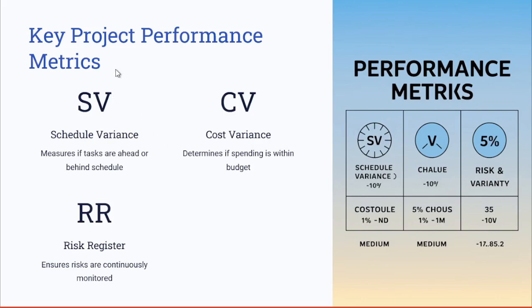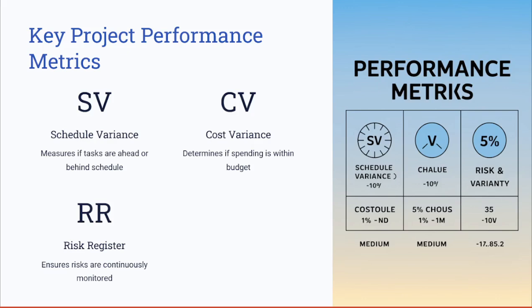We have here key project performance metrics, which we are again going to discuss each of them when it comes to the monitoring phase. We have key performance metrics here, including the schedule variance, known as the SV, which measures if the tasks are ahead or behind the schedule. Cost variance, CV, determines if the spending is within the budget or you are exceeding the budget. Also, the risk register update, which ensures the risks are continuously monitored and updated.